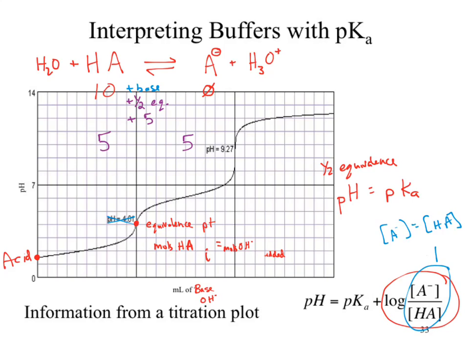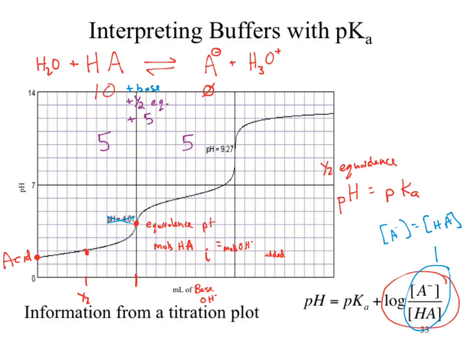Halfway between your first equivalence and 0. So we look at the amount of base we've added to get to our equivalence point, and we now do exactly half of that, which I think is there. So that puts us at our half equivalence.